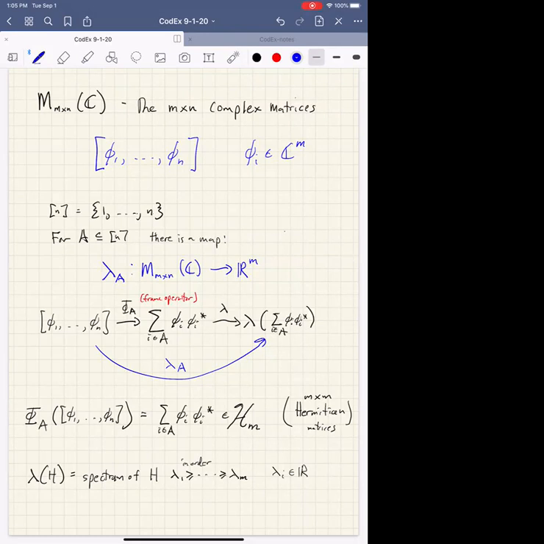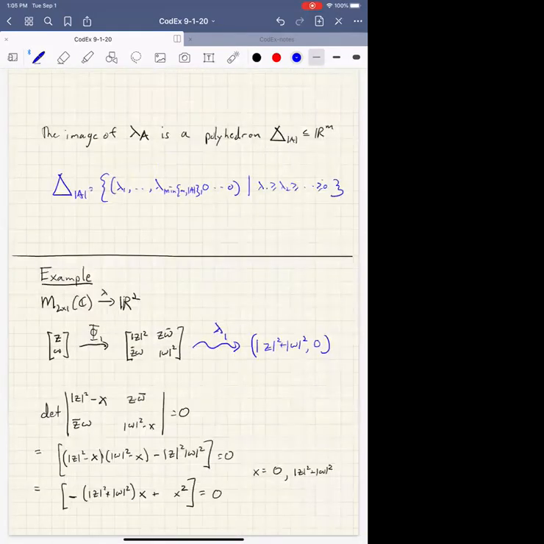That will be the basic construction that we're going to build the construction that we're interested in out of. The image of this map is notably a polyhedral cone. It's the cone of non-negative real numbers that are decreasing until they hit either the number of things in our index set A plus 1, or m if our index set is bigger than m.